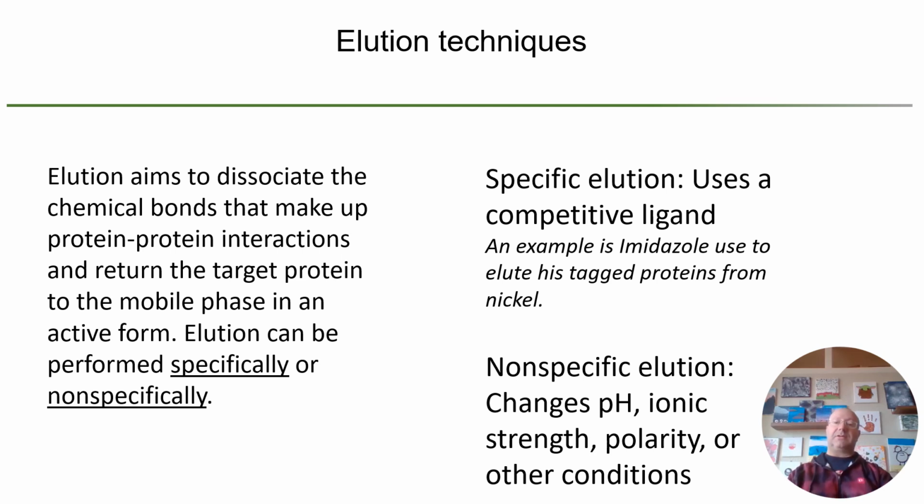Non-specific elution is what we perform with our protein A antibody purification. We used pH. Typically, that's what you're going to see in the majority of protein purifications, is a pH change. You can use salt in some cases. Polarity or other conditions can be used, but they are more rare, and polarity is going to be reserved for things like hydrophobic interaction, which we will get to in another lecture.